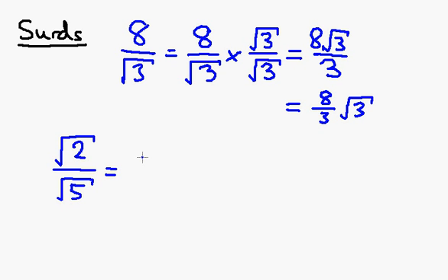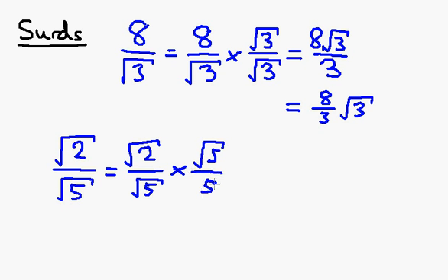Now, if I look at this second example, we're going to do exactly the same thing. We are going to multiply the fraction by 1. So in this case, we're going to have root 2 over root 5 multiplied by 1, which in this case will take the form of root 5 over root 5. So on the bottom, I'm going to get root 5 times root 5 is 5.